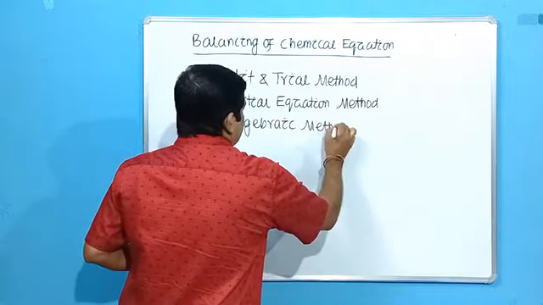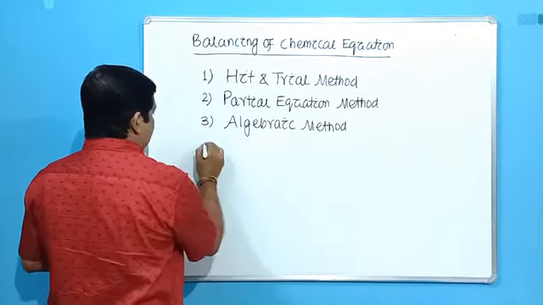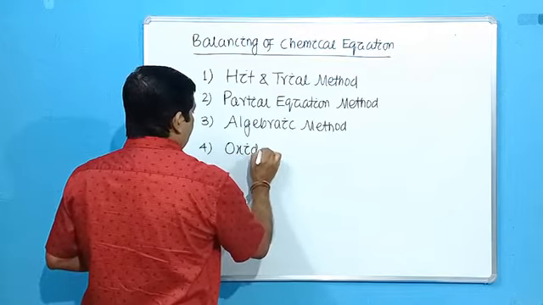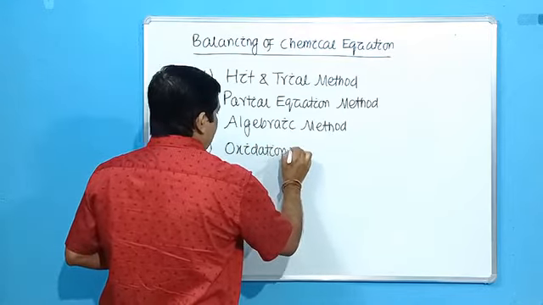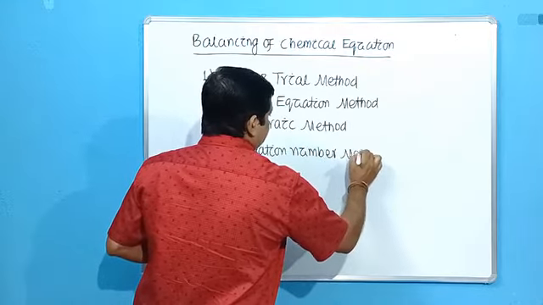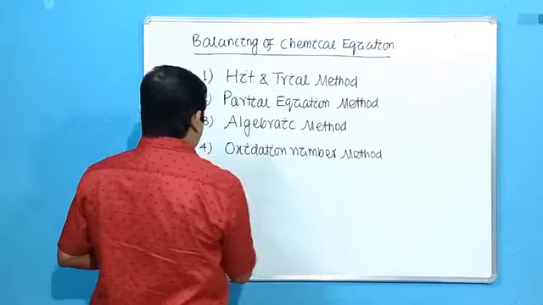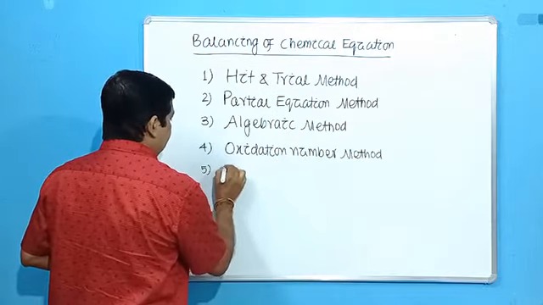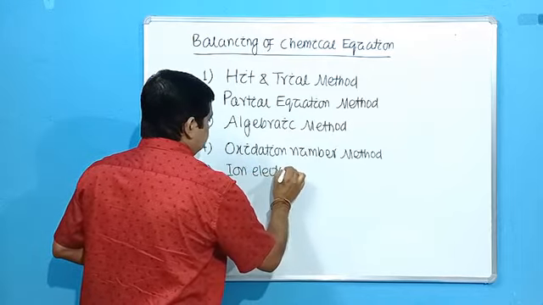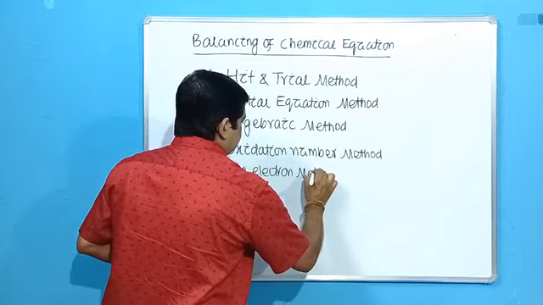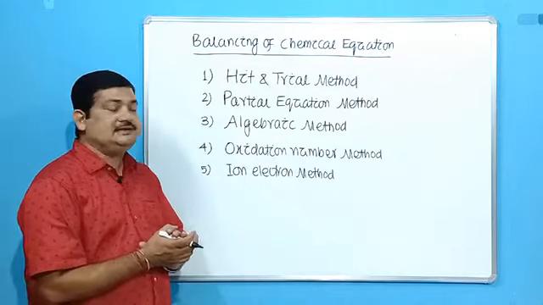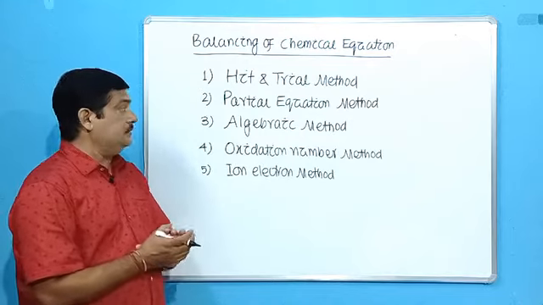For complex reactions, this method is used. Then next is oxidation number method. Then next one is ion electron method. So these are the 5 different ways in which we can balance a chemical equation.